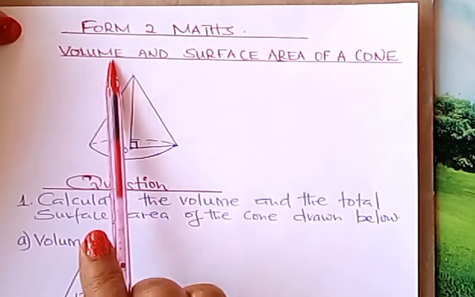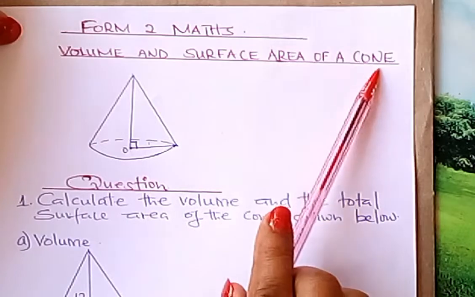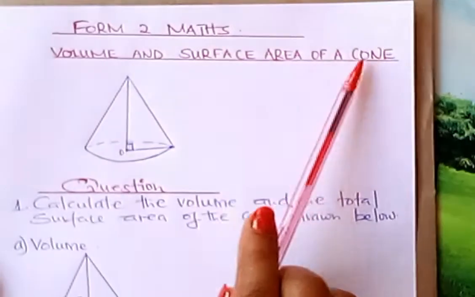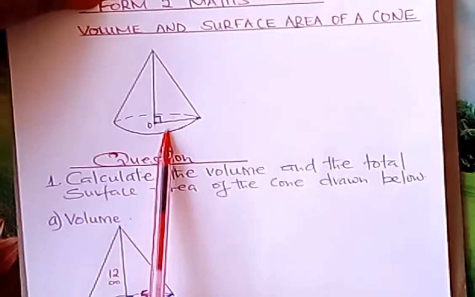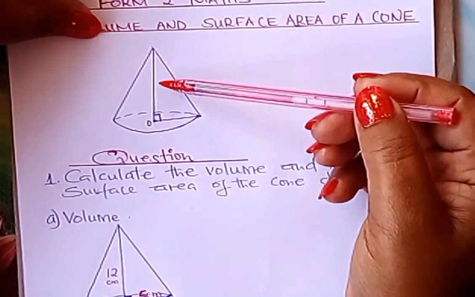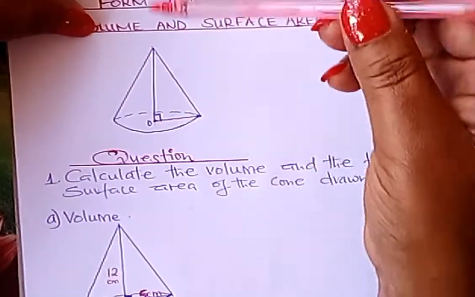We are looking at volume and surface area of a cone. Let us look at this cone here, learner. We have two surfaces. A cone has two surfaces.